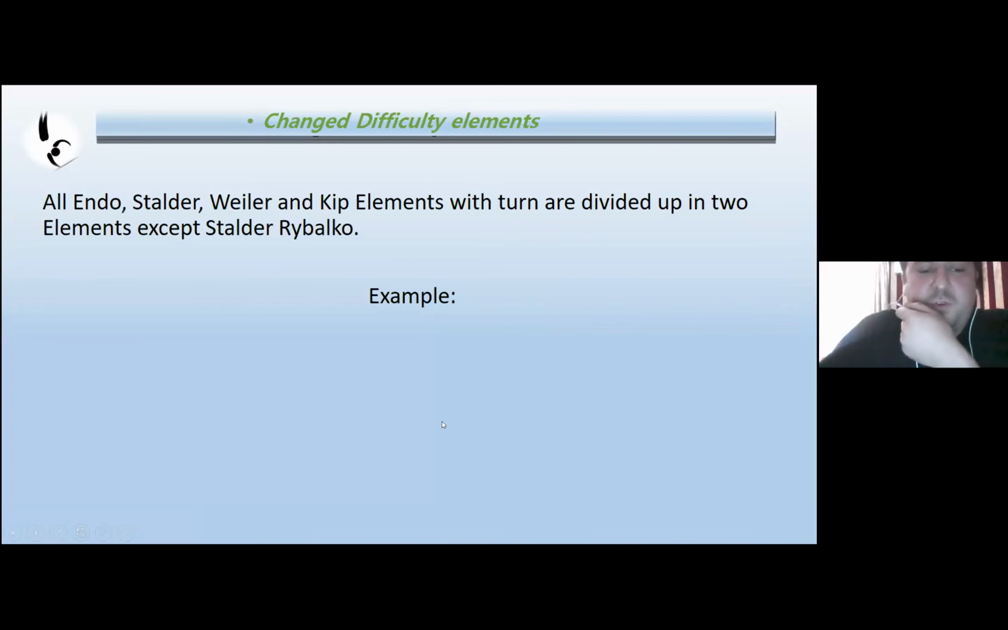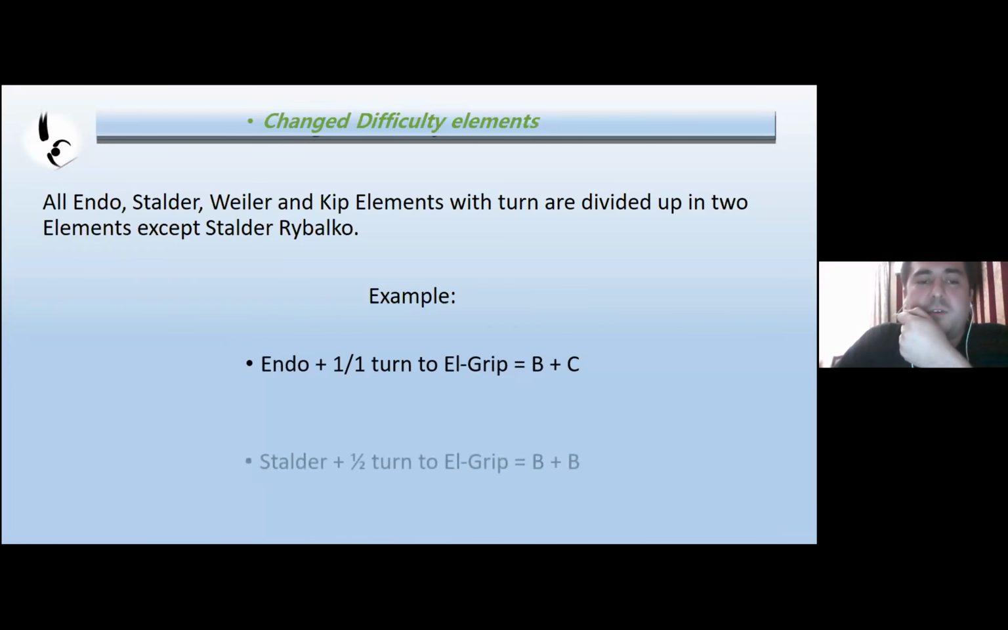Next, a new rule in the Code of Points. All Endo, Stalder, Wolf, and Kip elements with turn are divided up into separate elements, except Stalder and Ribalko. For example, Endo plus full turn to L grip is B plus C value. Stalder plus half turn to L grip is B plus B.